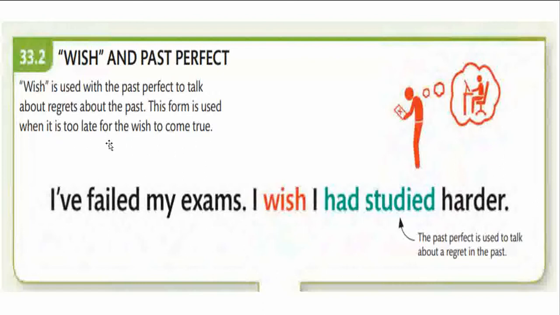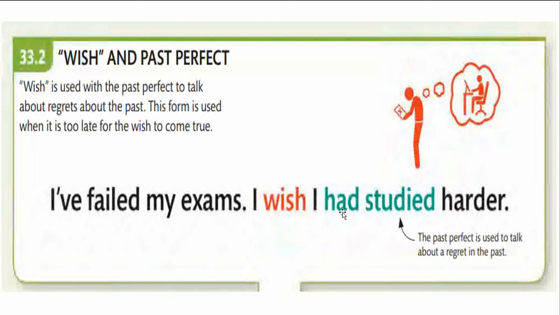That means now you cannot go into the past time and make changes, and you cannot change the outcome of that wish. Let us see the example and analyze it. I've, this is a contraction of I have. HA is taken away and apostrophe is added. So I've failed my exams. I wish I had studied.